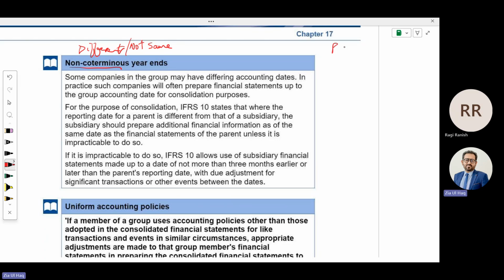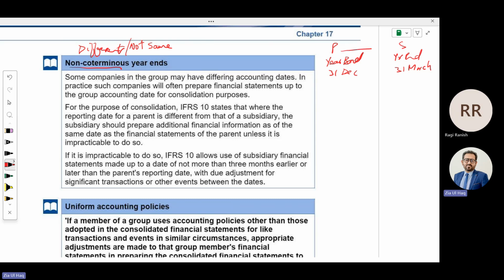Say the parent company year end is 31st December, while the subsidiary year end is 31st March. The parent company prepares its financial statements on 31st December. The subsidiary prepares financial statements on 31st March. How can you consolidate at 31st December, because the subsidiary results are not prepared yet? In that case, what do you need to do?